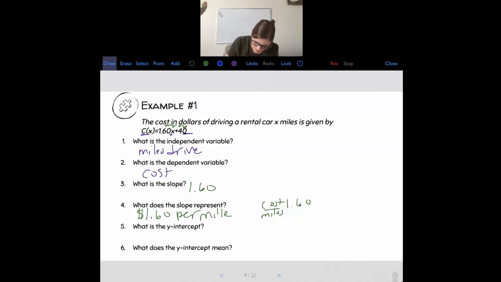What is the y-intercept? The y-intercept, the b value, is 40, and what does it mean in this case? This is the initial cost or the fixed cost. Notice, if you sign the contract and you decide not to drive the car anywhere, you're still paying $40. Or if you drive the car 100 miles, we still have this plus 40. So that's a fixed cost of this rental car.